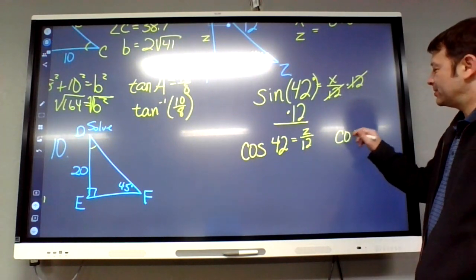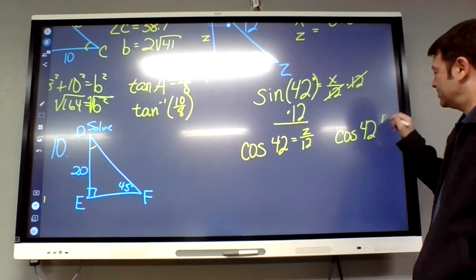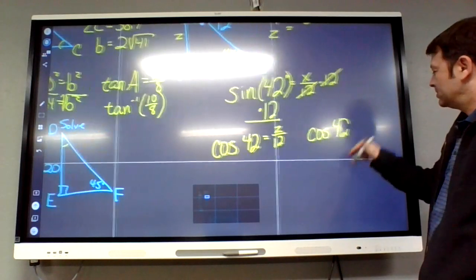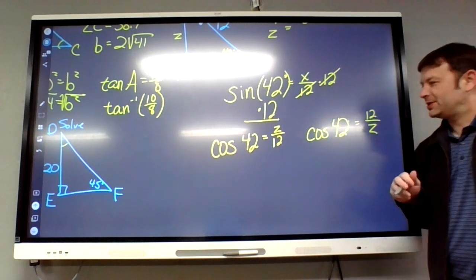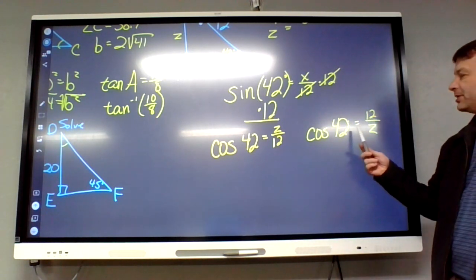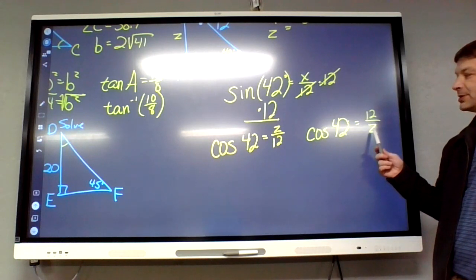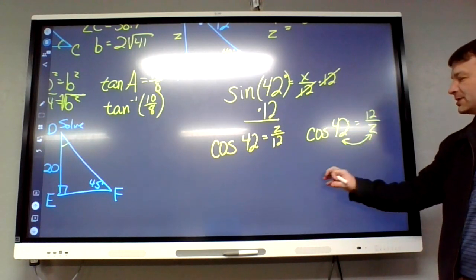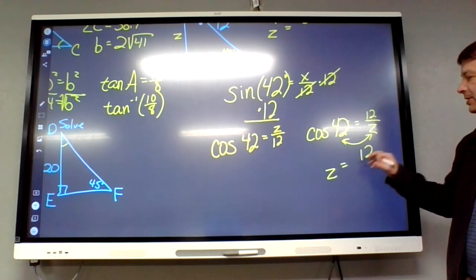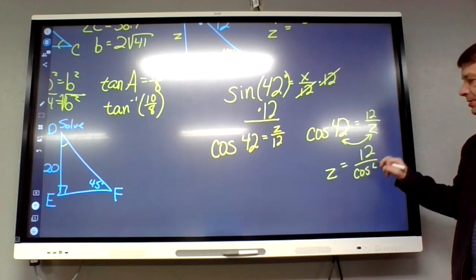Here's the question though, because I can't remember. The one on the test might look like this. But what if the z is on the bottom? That's my question. You swap them. Okay, these two swap places, which means z equals 12 divided by cosine 42.